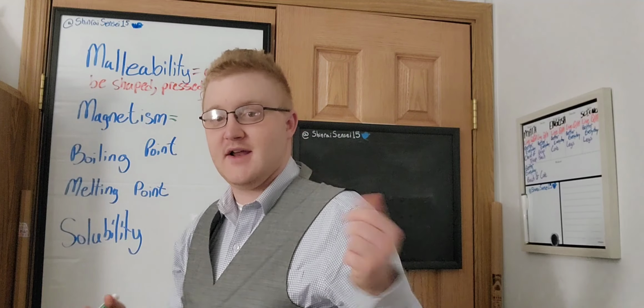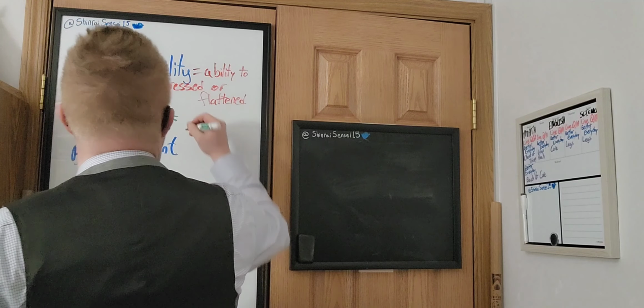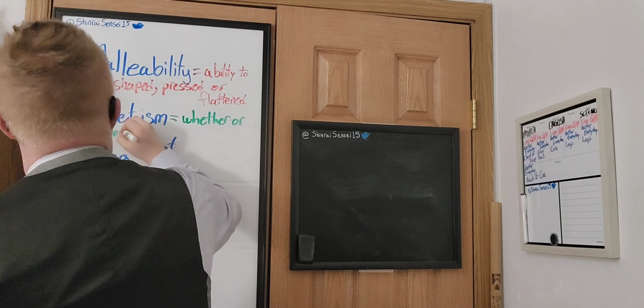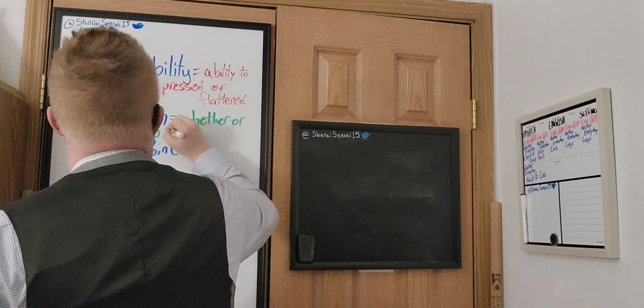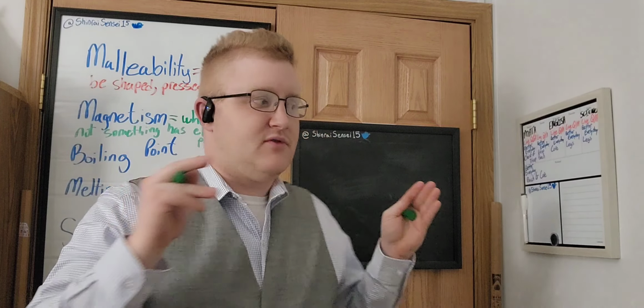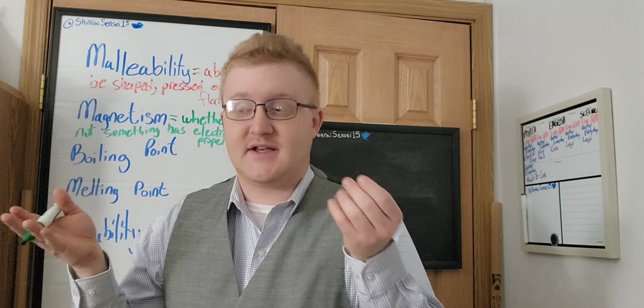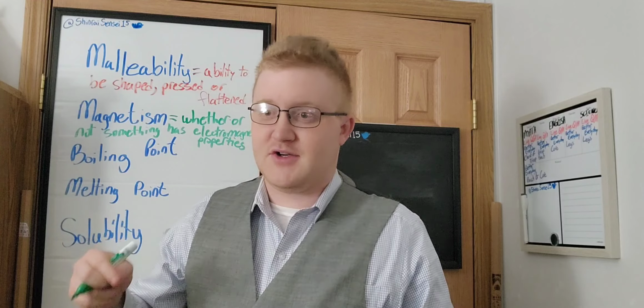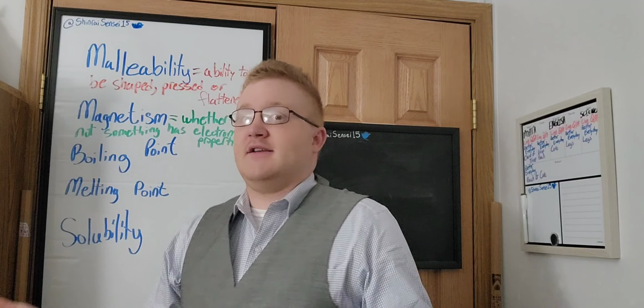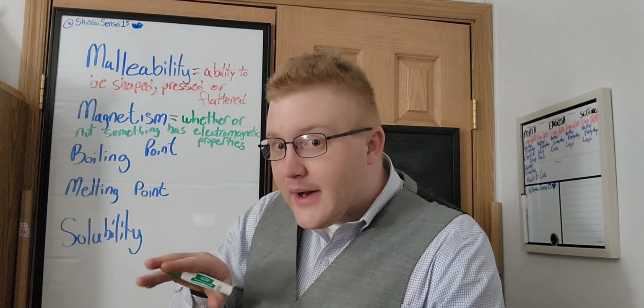I'm going to use green because my green marker is not dying on me. So magnetism is whether or not something has electromagnetic properties. Because the definition they give is whether or not something is magnetic, which is using a definition to define a definition, which anybody who's ever taken a basic English course will tell you you don't do. You never use a word in the definition of the same word. So if I say, what does a magnet do? You can't say it magnetizes things. It just doesn't make sense. It's kind of silly. So we're going to go ahead and work around that one.